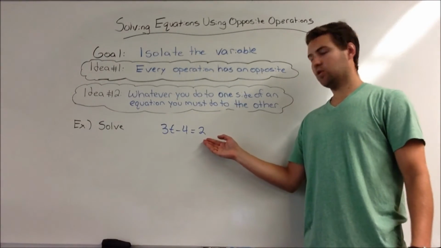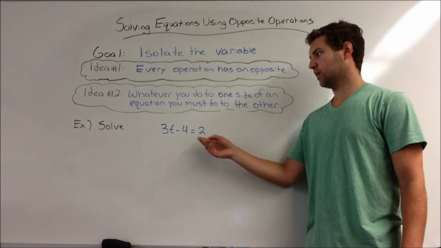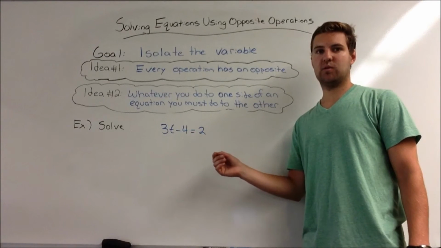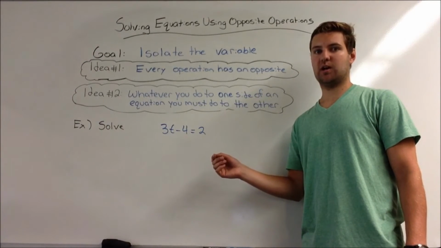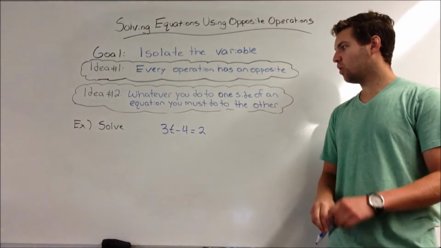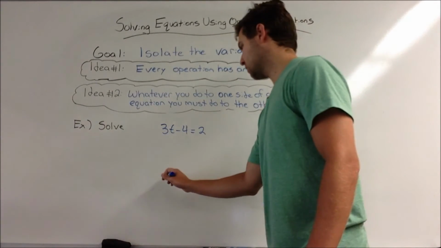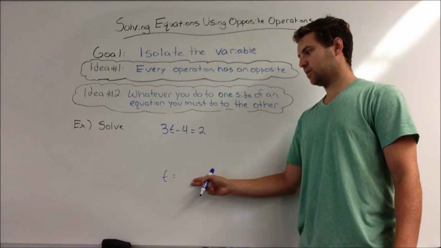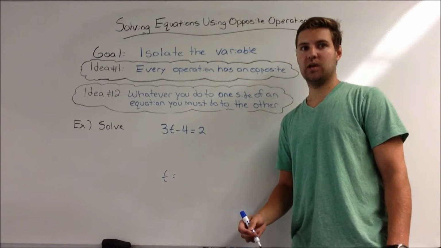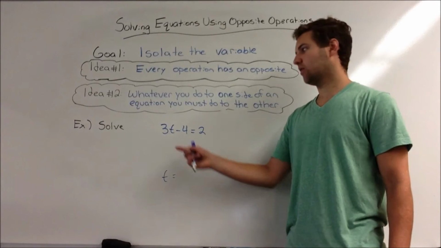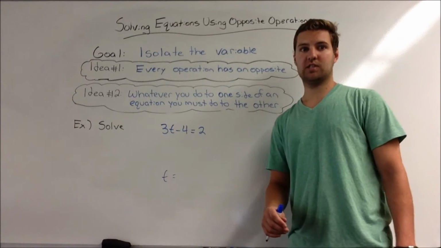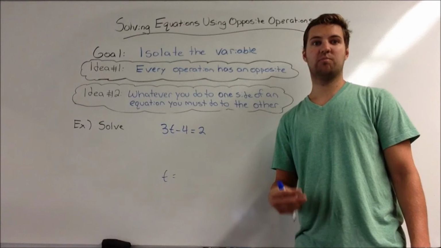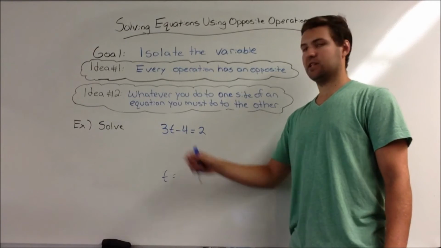Let's look at this example. We want to solve this 2-step equation, 3t minus 4 equals 2, using opposite operations. So remember, our goal is to isolate the variable. So sometime at the end, we want t equals something. We want t to be alone. Now, in 2-step equations, obviously there are 2 numbers on the side of the variable that we need to get rid of, both of them, in order to get the t alone.